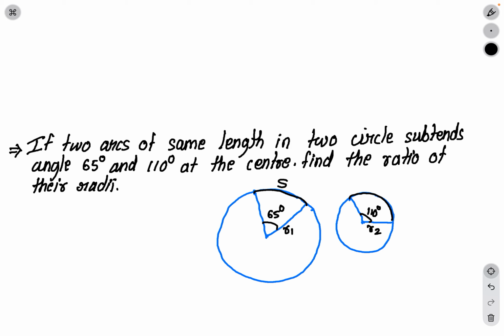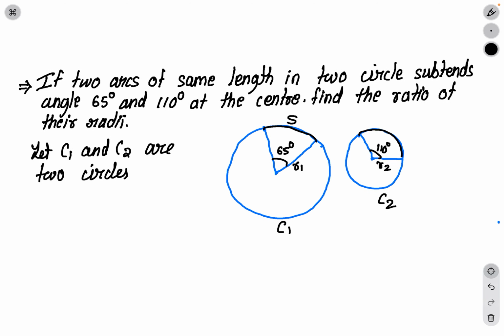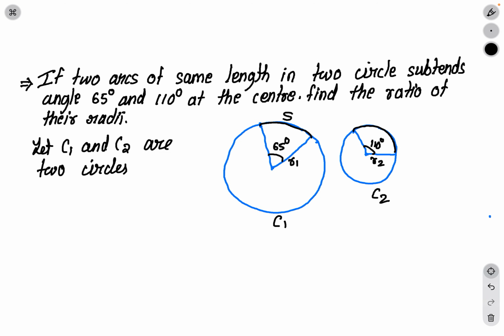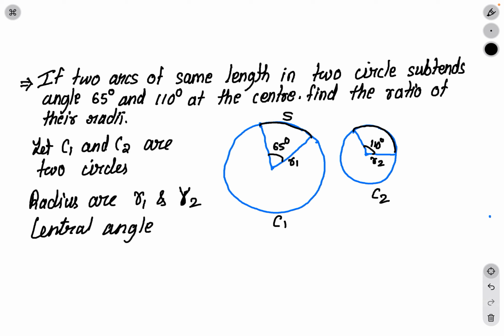Now let C1 and C2 be two circles. Radius are R1 and R2 and central angle are theta 1 and theta 2 respectively.